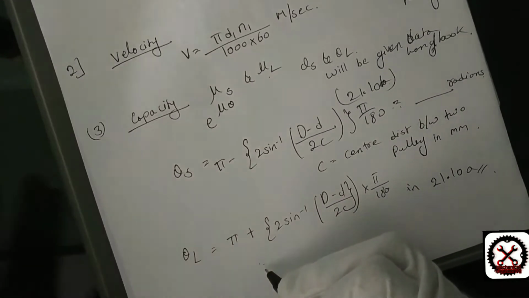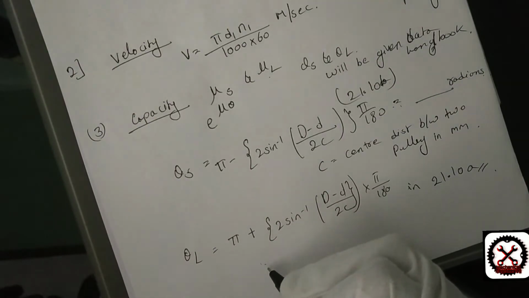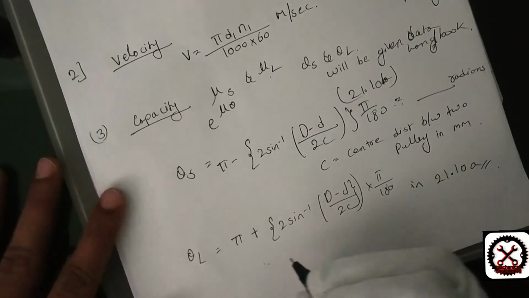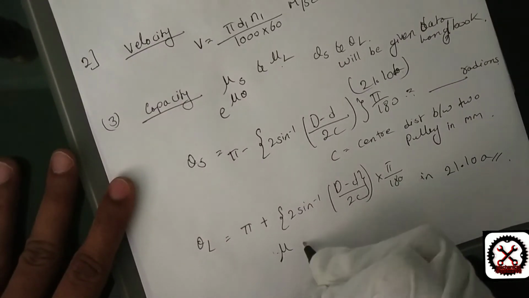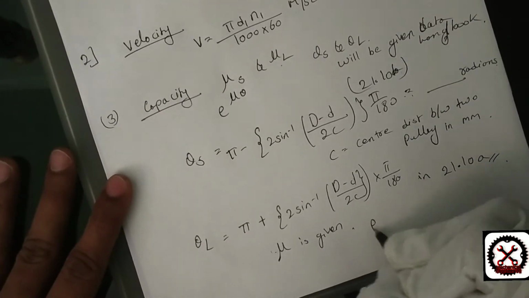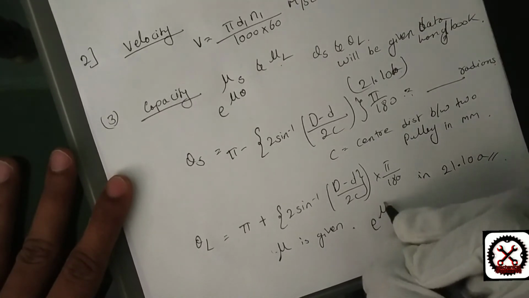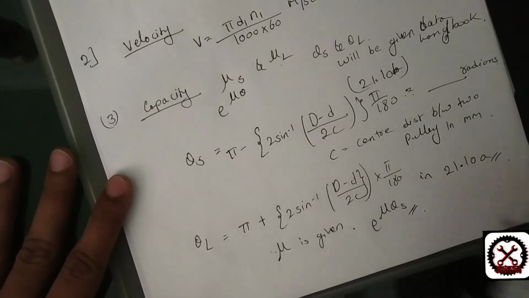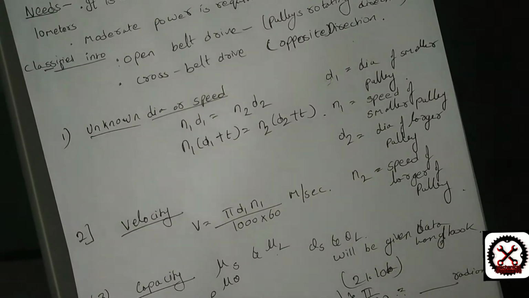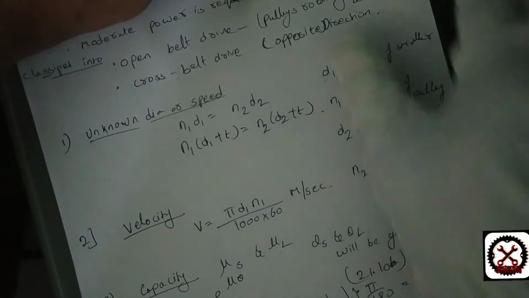If nu theta s value is smaller, then we take that value. Whichever value is smaller, we take that. If only one coefficient of friction is given, that is only nu is given, then we directly substitute for nu, e power nu theta s. Now let's go to the next one, that is finding K constant.